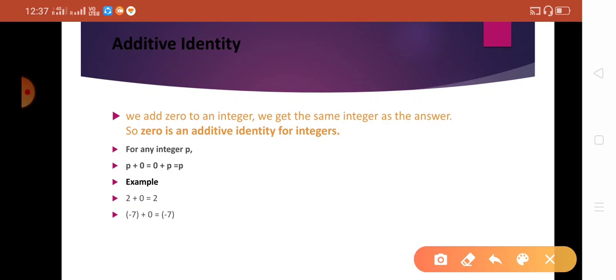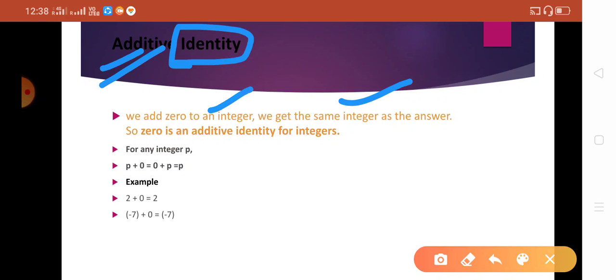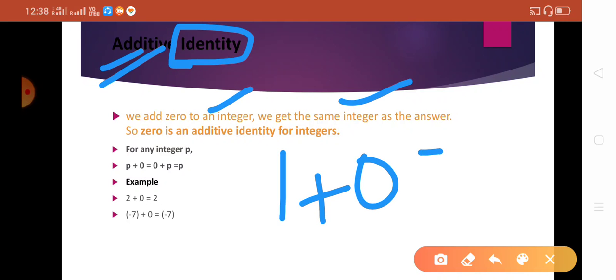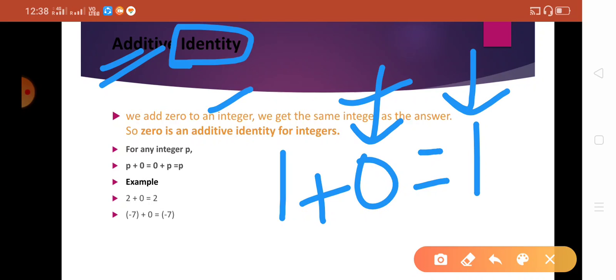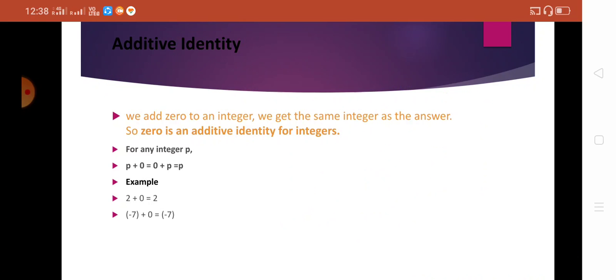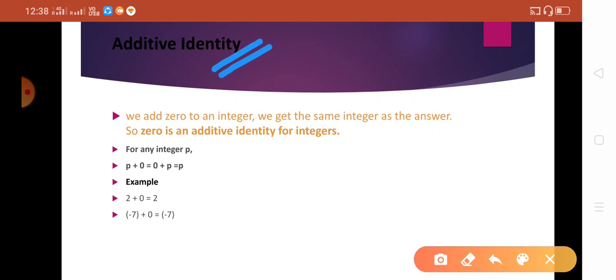Now we have additive identity, very very important. Identity word is there. Additive means addition. So here is the definition. If you add 0 to an integer, you will get the same integer. For example, you have 1, you have added 0 here, answer is 1. So if you have added 0 to any number, the answer is the same number, then we can say that 0 is our additive identity. Identity means that will remain same. So additive identity means after addition, the number will remain the same.